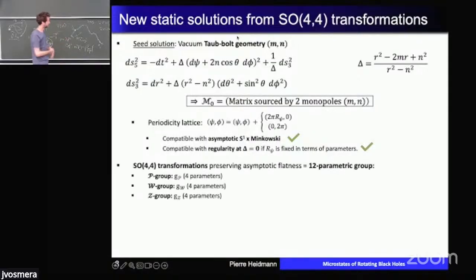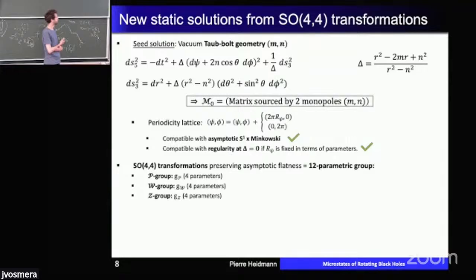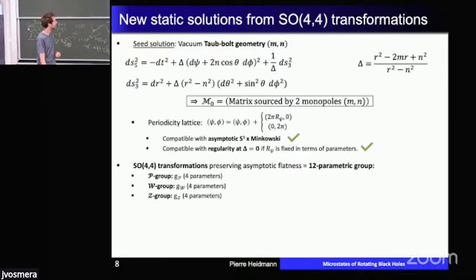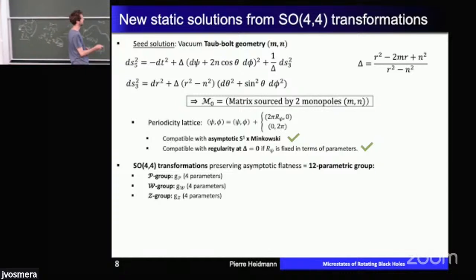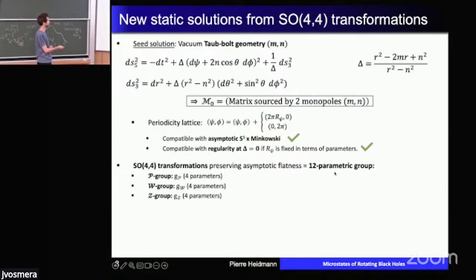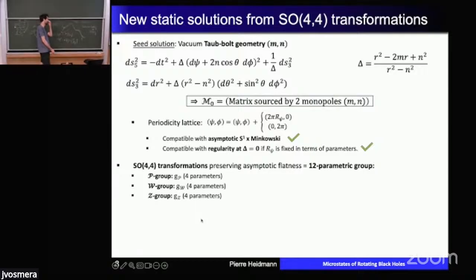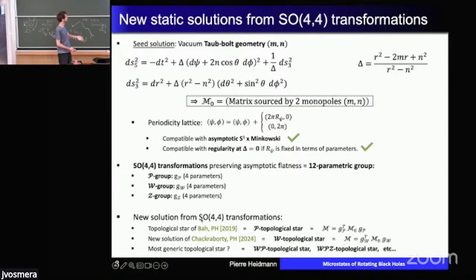Okay, so now we can take the SO(4,4) group. It's a 28-parameter group, so it's pretty big. But we want to use the transformations that preserve asymptotic flatness. Obviously, we want a solution which is still asymptotic to S1 times Minkowski. So this reduces the size of the group. The subgroup we identify, which preserves the asymptotics of the solution, is 12-parameter, and we decompose it as 3 times 4: the P group, the W group, and the Z group. And now what you can do is take this M0, multiply by any element of those groups, and obtain new solutions.